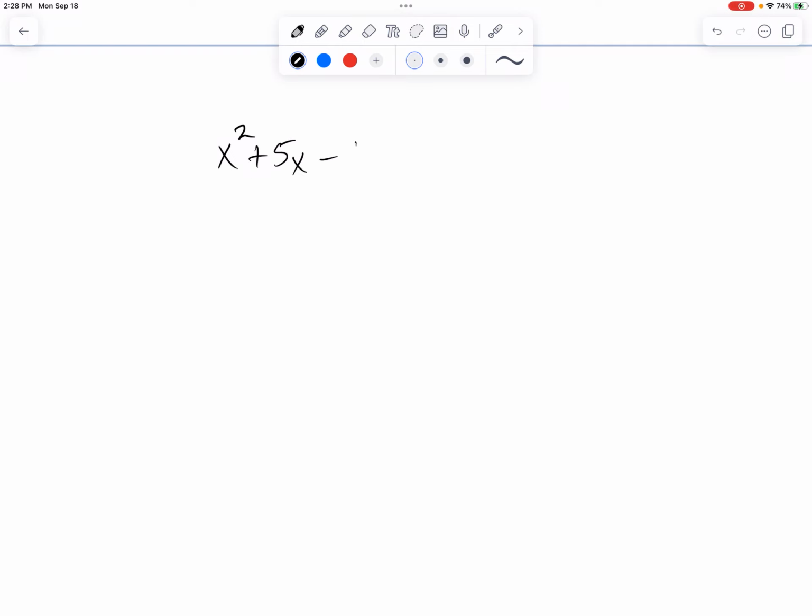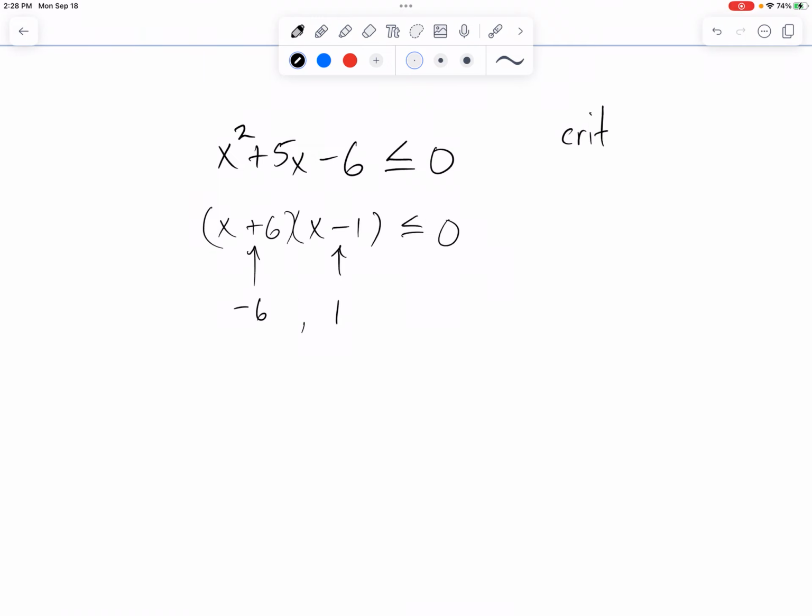Sometimes they're nice to us and they give us something that's already factored. Sometimes they're not so nice. They give me something that I have to factor. But rest assured, it will factor. In fact, this one factors up nice and easy. I get 2 critical values. Now, we call these solutions to an equation, but when we're doing inequalities, we call them critical values. That's what we call them.